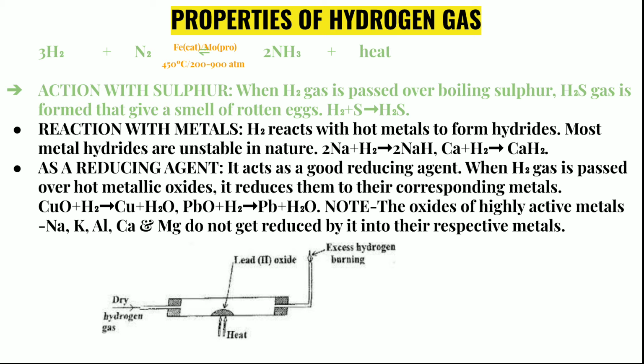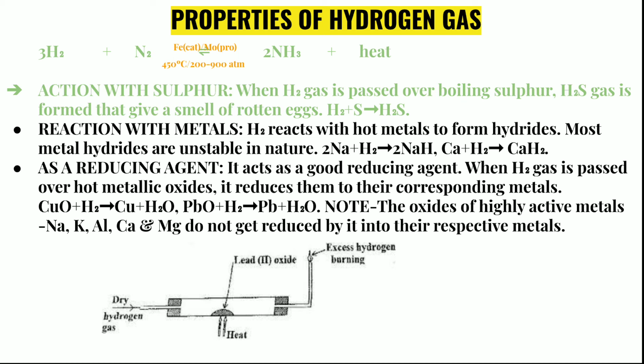Now, reaction with metals. Hydrogen reacts with hot metals to form their hydrides. Most metal hydrides are unstable in nature, they cannot stay stable. For example, sodium, Na plus H2, that is sodium plus hydrogen, gives us sodium hydride. Calcium plus hydrogen gives us calcium hydride.